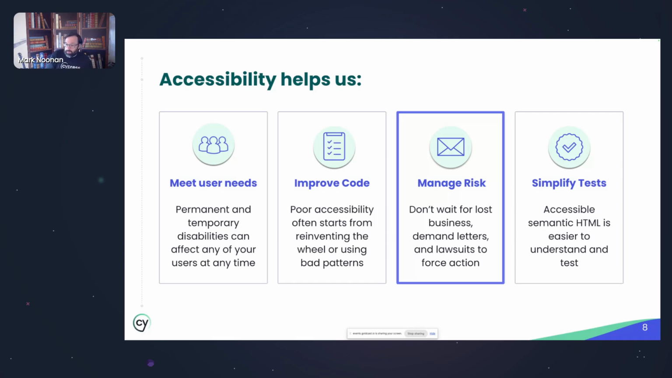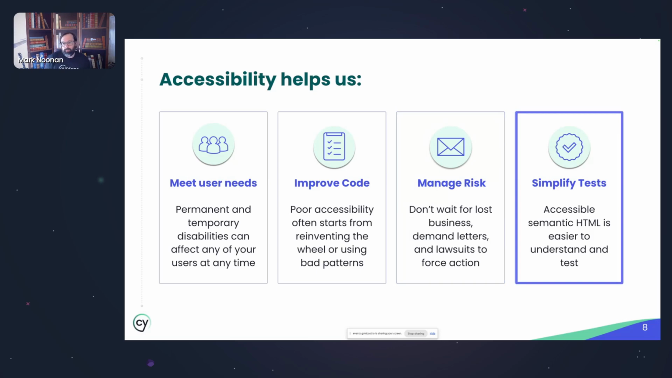You don't have to wait for that to happen. You can manage risk proactively by dealing with accessibility earlier in your process. This is the shift left argument, and it applies equally to accessibility. So this is something that every organization can proactively tackle as well.